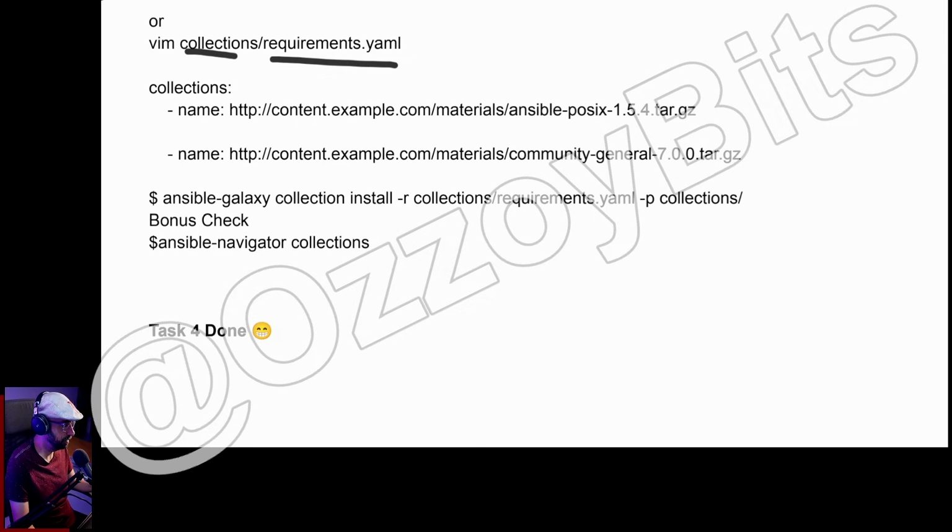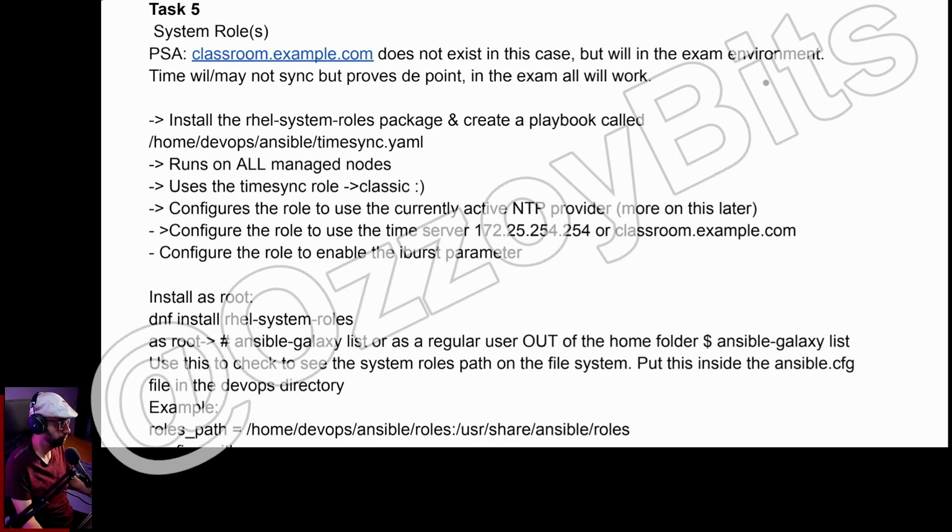Task 4, it's done. Just review a little bit if you wish. Pause here. Task 5, system roles. So we need to build or install and use system roles. PSA, the classroom.example.com does not exist. Okay, I'm not going to use this. This is a placeholder. This is just something for you to be aware of.